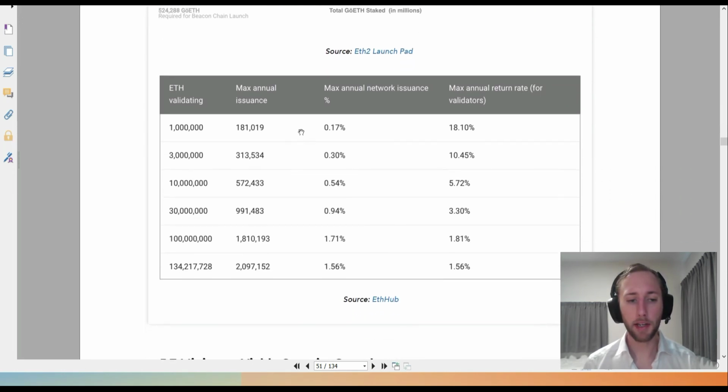Now, what this looks like in detail is described here. For example, if 1 million Ethereum are being staked, then the return is about 18%, which is a big number. And if that increases to about 10 million, the expected return is about 5.7%.